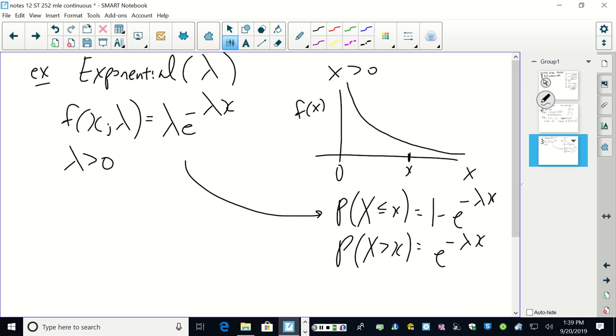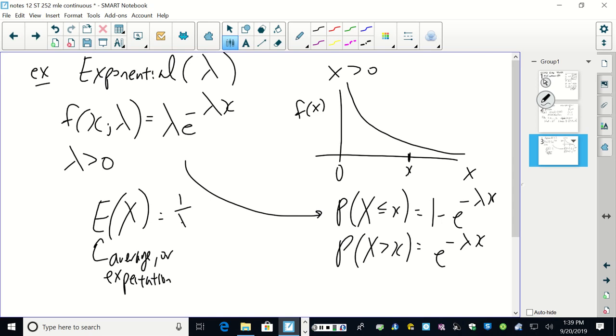And in fact, the expectation of x, this is average or expectation in a probability sense, is 1 over lambda. So the bigger lambda is, the more concentrated this thing is towards 0. And the smaller lambda is, the longer the tail, and the more likely you are to have to wait a long time until you get an observation.